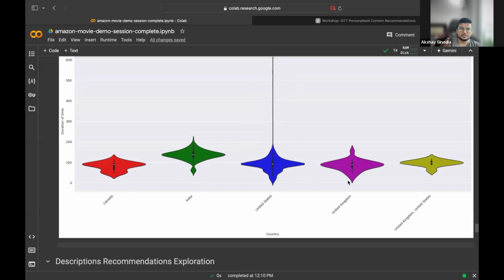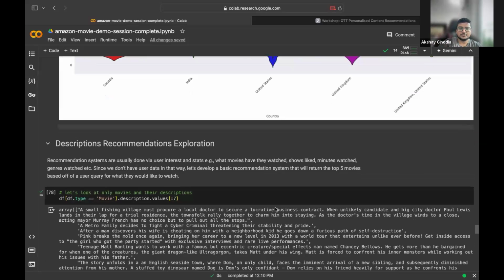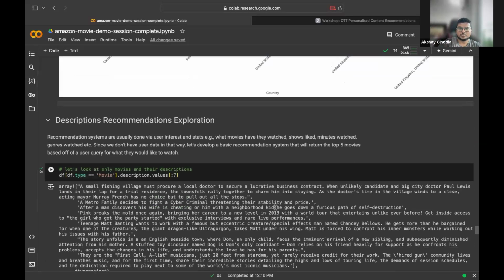For this, the duration has a higher range, from 10 minutes to 600 minutes. United States has a very high range, but because this range is unusual, some of it is outliers. And this is just another way of seeing box plots.